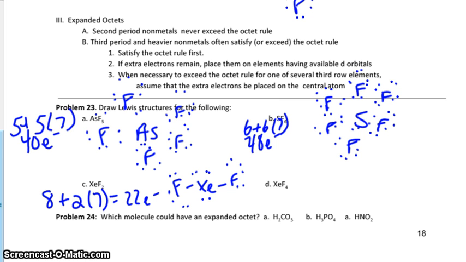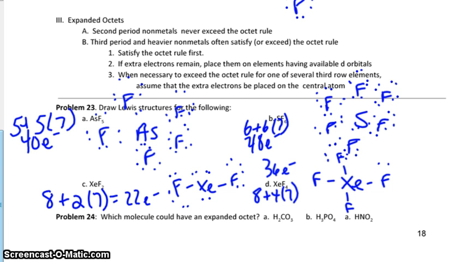Okay, last one is xenon tetrafluoride. So I have 8 plus 4 times 7. It's 28 plus 8. We're talking about 36 electrons here. Ready? So here's xenon. And here's 2 electrons, 4, 6, 8. So I've used up 8 electrons. Looks like I still have 28 more to go. Ready? 2, 4, 6, 8, 10, 12, 14, 16, 18, 20, 22, 24. I have 4 more electrons to place. All right, 2, 4. I'm done.